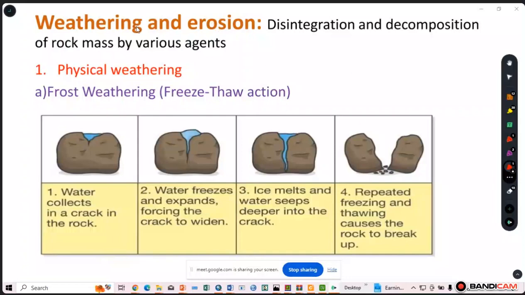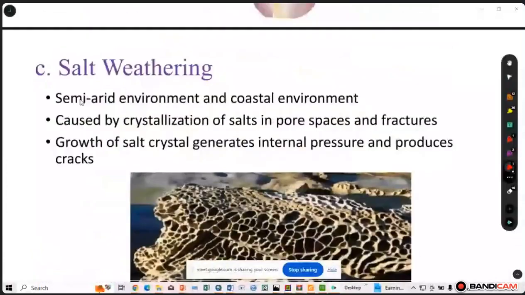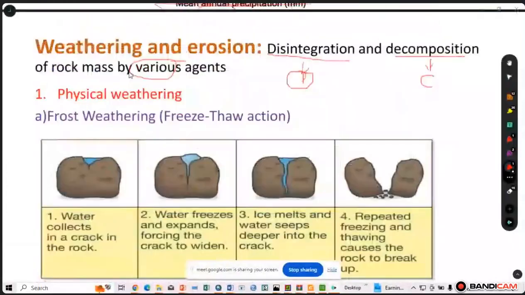erosion processes. First, in weathering and erosion, as I already said, there is disintegration and decomposition of the rock mass by various agents. Disintegration means the rock breaks down physically. Decomposition means the rocks break down by chemical action. What are the physical weathering types? In physical weathering, first we read frost weathering, then insolation weathering, then salt weathering. These are the three main processes involved in physical weathering.